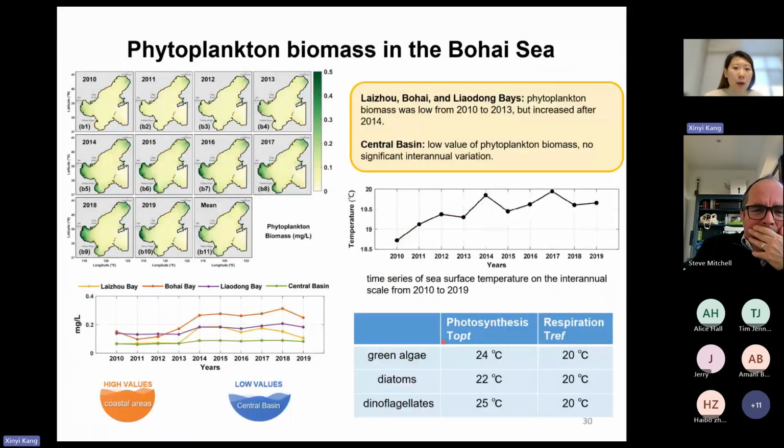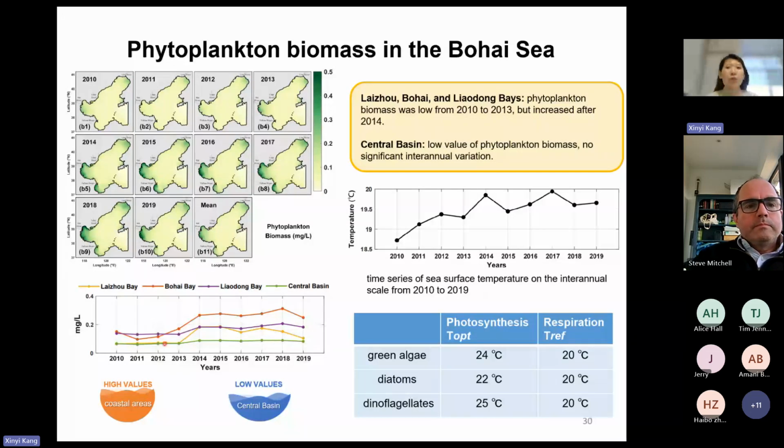And for the phytoplankton biomass, similarly, high values occurred in the coastal areas and low values were found in the central basin. And for the time series of the yearly mean, we could see that for all three sub-bay regions, Laizhou Bay, Bohai Bay, and Liaodong Bay, the phytoplankton biomass was low from 2010 to 2013, but increased after 2014. However, the Central Basin, the green one, had low values and no significant interannual variations.